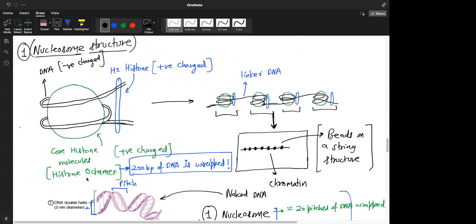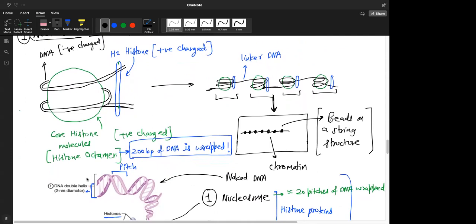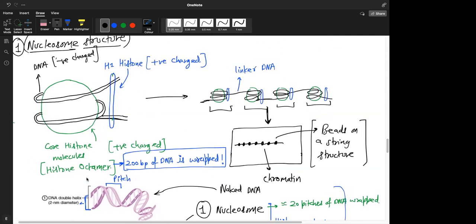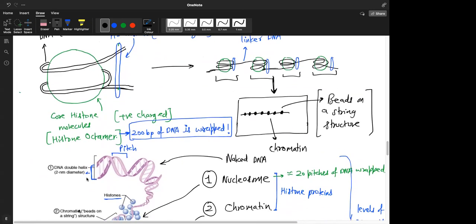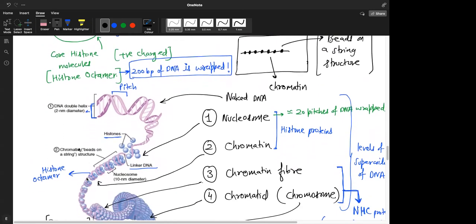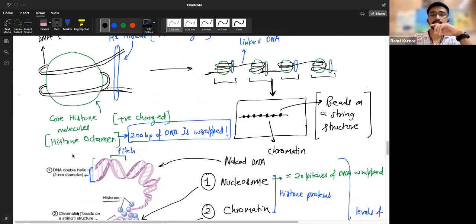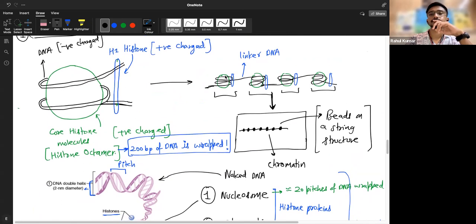Then steps of packing. The naked DNA is formed into nucleosome, then to chromatin, then to chromatin fiber, then to chromatid, that is chromosome. Okay, and what are these? 4 histones, 200 base pair of DNA wrapped, linker DNA.